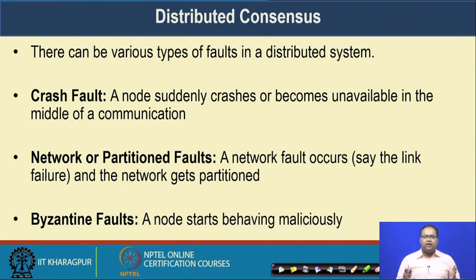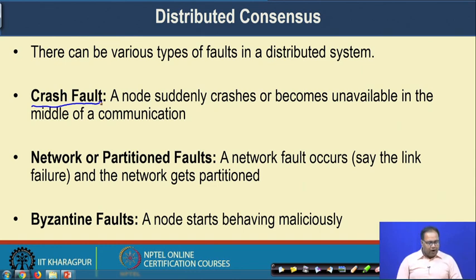achieving consensus can be non-trivial in a distributed environment due to the presence of multiple types of failures. Typically in a distributed system, we consider three different types of failures. The first one is called the crash fault. A crash fault is something where a node suddenly crashes, or the node becomes unavailable in the middle of a communication. So, you are not expected to receive any message from that particular node. This is one typical type of fault that can be a hardware fault or a software fault, due to which the node or the process communicating with another one fails.